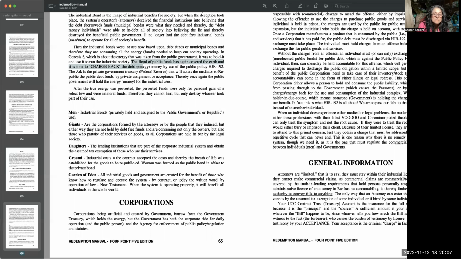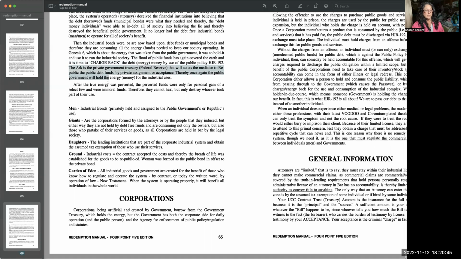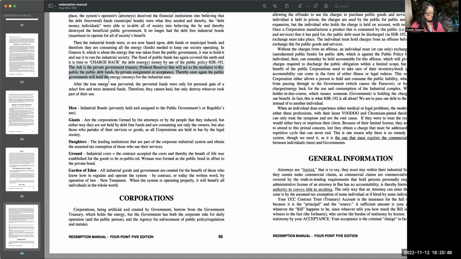An analogy. And it is time to charge back the debt, energy, money, by use of the public policy, HJR 192. Okay, here's the other analogy. The ark, he's using some symbolism here, is the private government treasury, Federal Reserve, that will act as the mediator to republic the public debt funds by private assignment or acceptance. Thereby, once again, the public government will hold the energy money for the industrial uses.